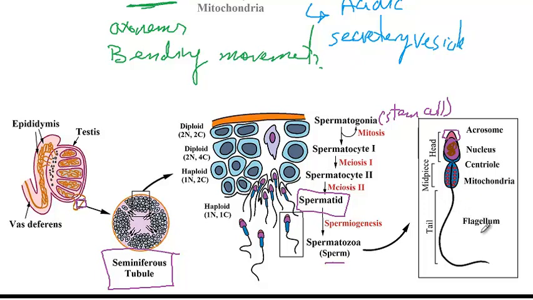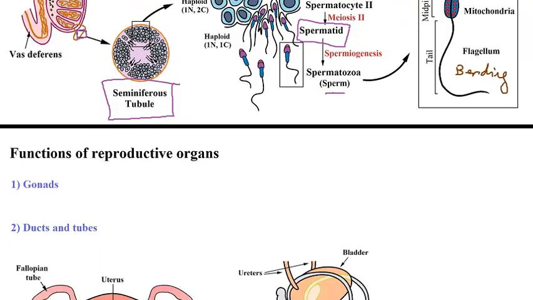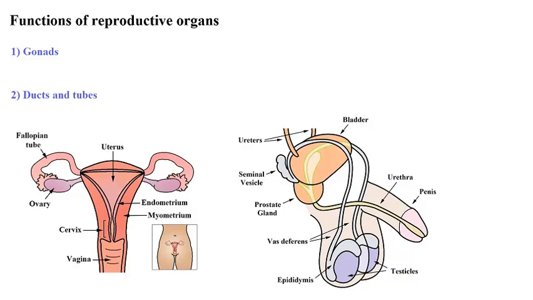And then finally we have the flagellum that moves with bending motions. Alright, now let's move on to the next section, which is to discuss the functions of different reproductive organs. So first I'm going to give a quick summary of different reproductive organs, and then in the next lecture I will go in a little more detail regarding every one of these structures in males versus females.